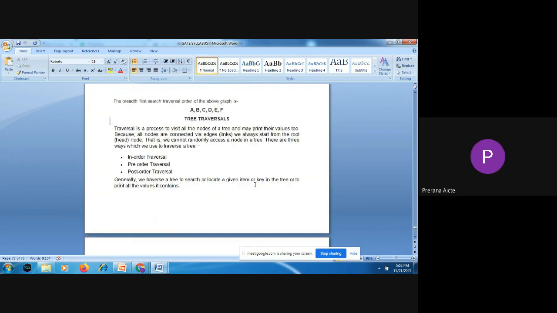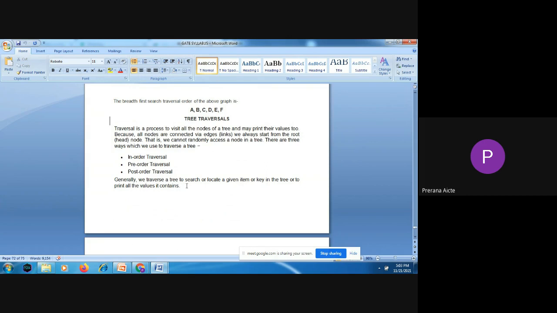BFS, DFS. And again we have tree traversals. Tree traversals say in which order we are visiting the nodes of that particular tree. So we have three traversals: in-order, pre-order and post-order. If we visit left first, then root, then right, it is in-order. If we visit root first, then left, then right, it is pre-order. If we visit left and then right and then root, then we call it post-order traversal. So these are the three ways in which we can visit.